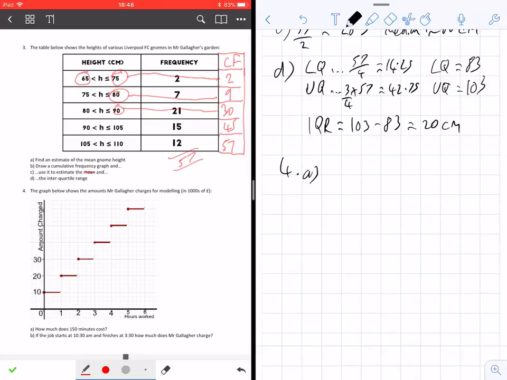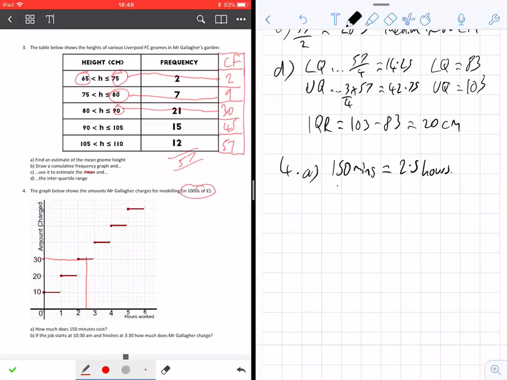So part A, 150 minutes. Obviously we've got to change that to hours because that's what our units are on the x-axis. So that's going to be 2.5 hours. So I'm just going to read up from 2.5, read across, that tells me 30. I'm going to pay close attention to the question because it does say in thousands of pounds. So the charge is actually equal to £30,000. Very reasonable.